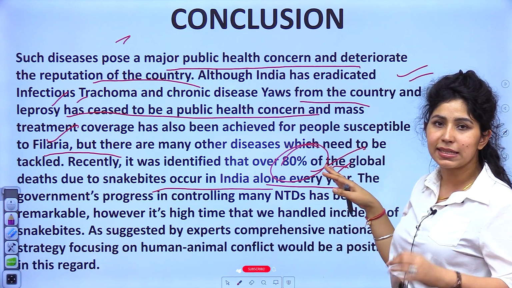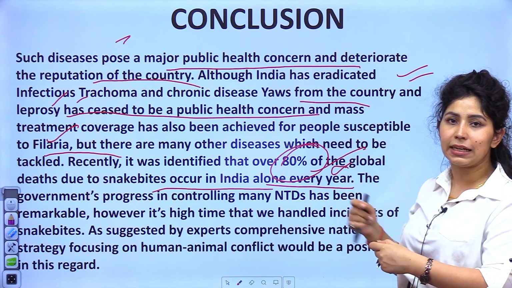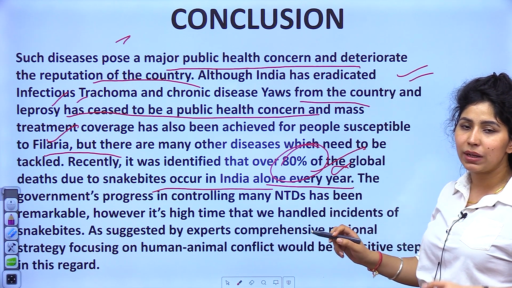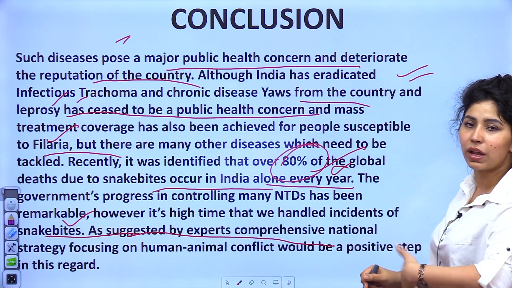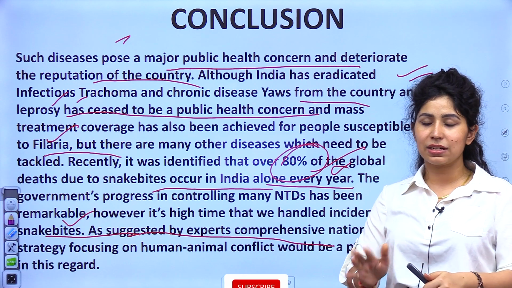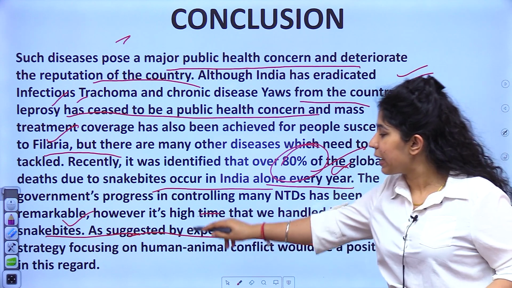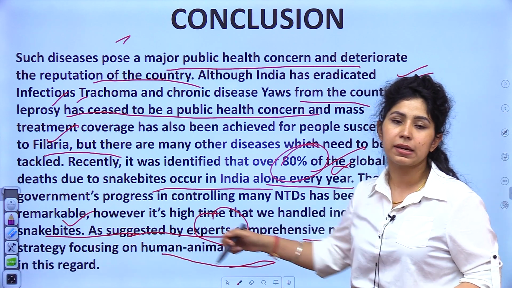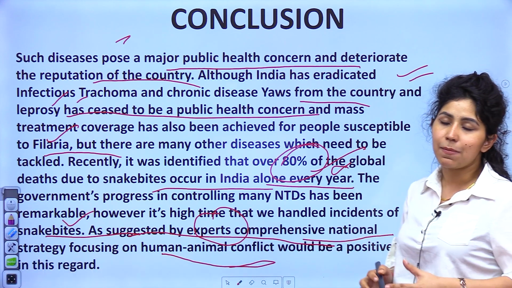Since you've brought this data, you've also appreciated the initiatives of the government talked about in the body paragraph. Then you have brought this data in one line. In the second line, we'll suggest a way forward, so that will become a very intelligent conclusion. So the government's progress in controlling many NTDs has been remarkable. However, it's high time that we handled incidents of snake bites, and as suggested by experts, now you cannot give a direct suggestion that bring out a national strategy to deal with snake bites. You cannot give a direct suggestion as a civil services aspirant, at least we don't recommend that. So say that as suggested by experts, a comprehensive national strategy focusing on human-animal conflict, which is one of the prime reasons for snake bites, would be a positive step in this regard.